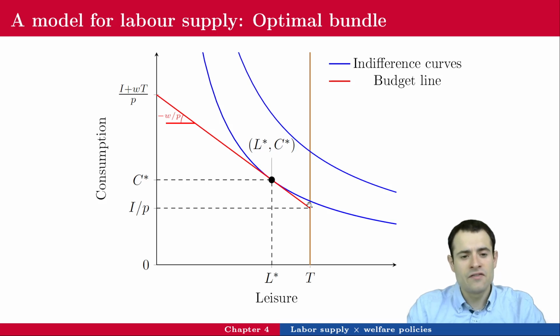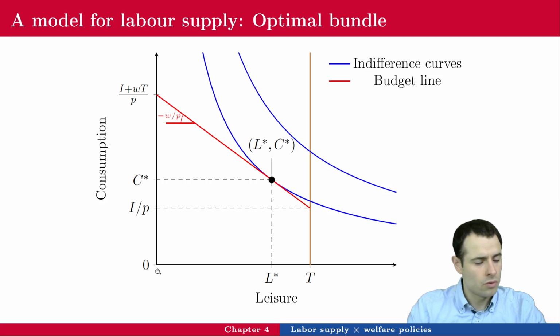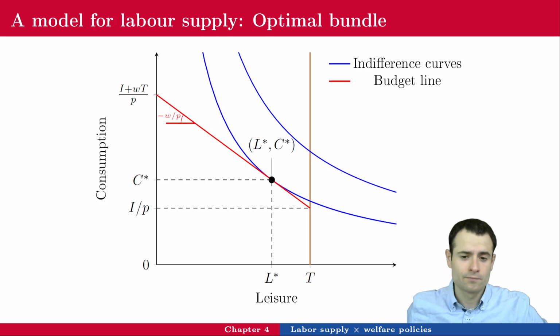On the other hand, if the agent decides to work all the time so that leisure is equal to 0, then the agent will be able to afford a consumption level equal to non-labor income I plus wage times all the hours worked, all the hours that are available in a day, divided by the price of consumption. Note that the slope of this budget line is going to be the wage rate divided by P, the ratio of prices. W is the price of leisure, P is the price of consumption.